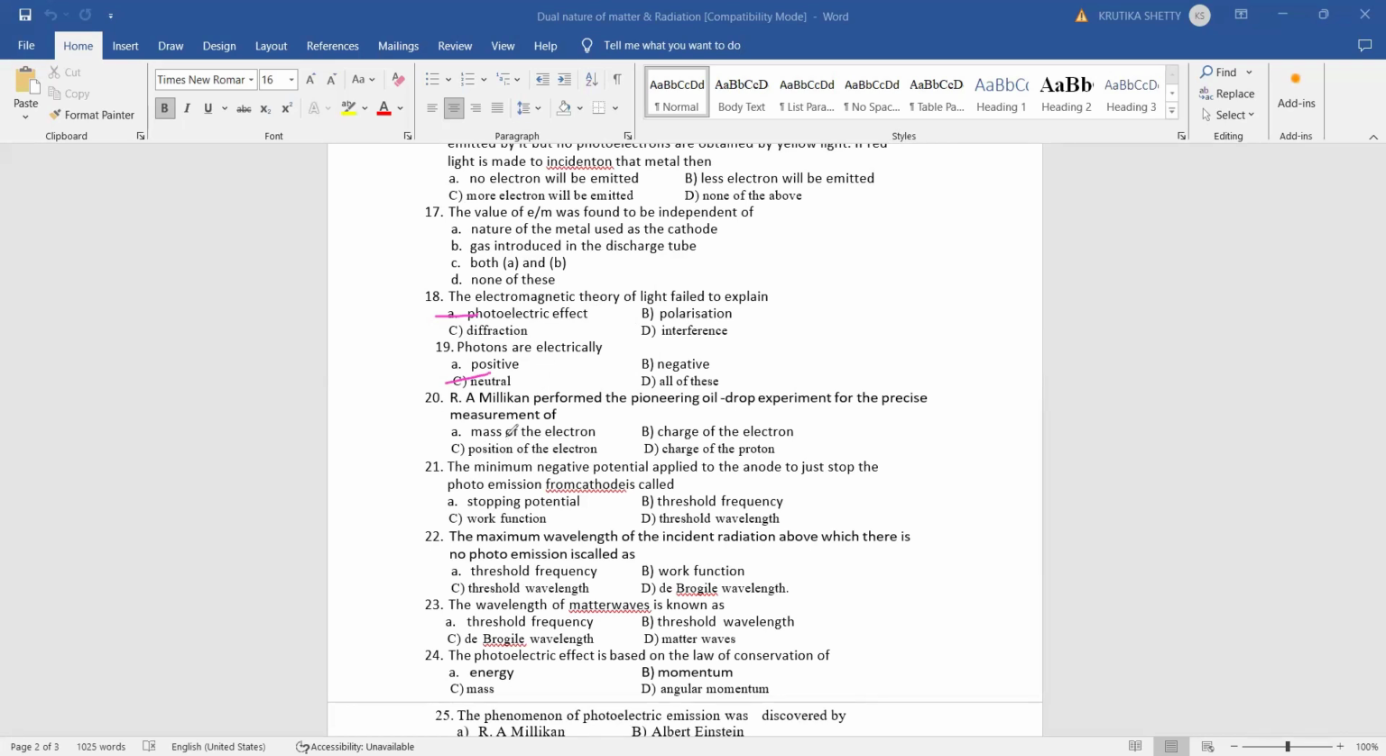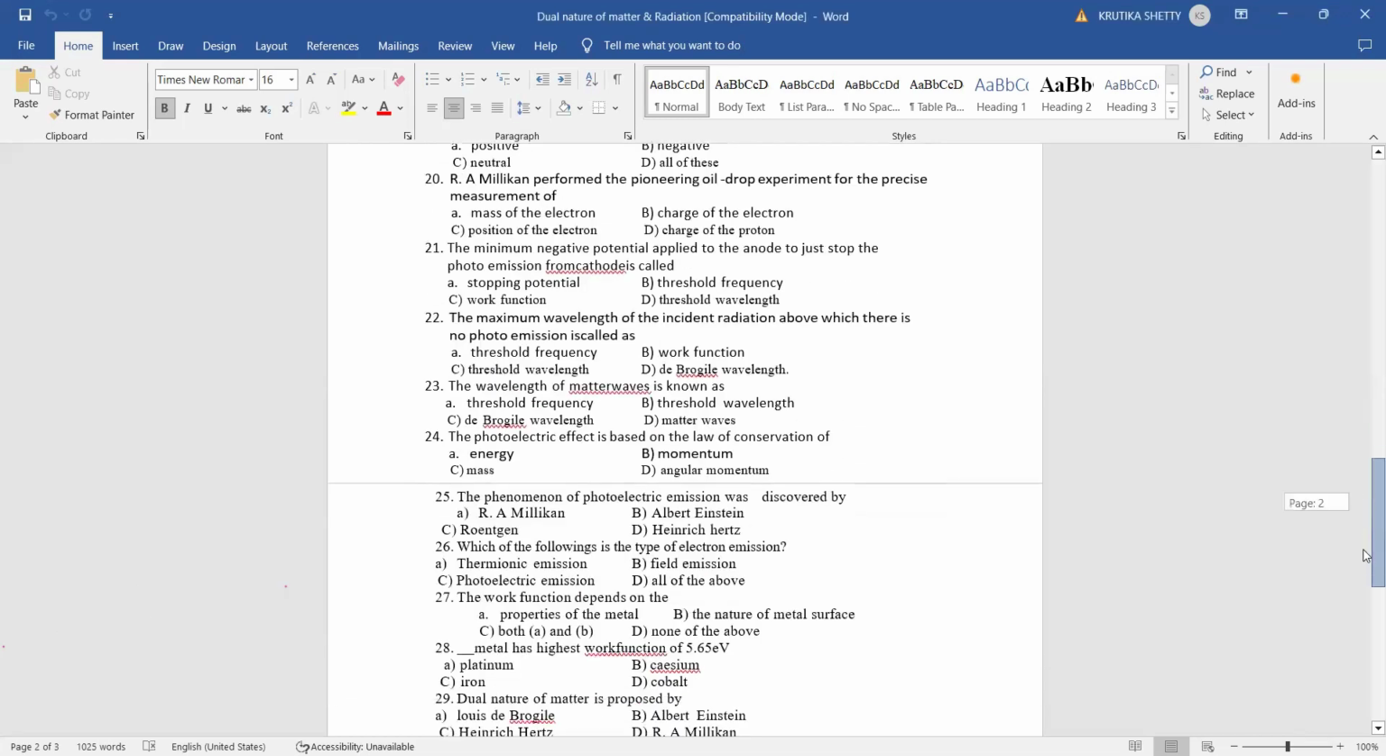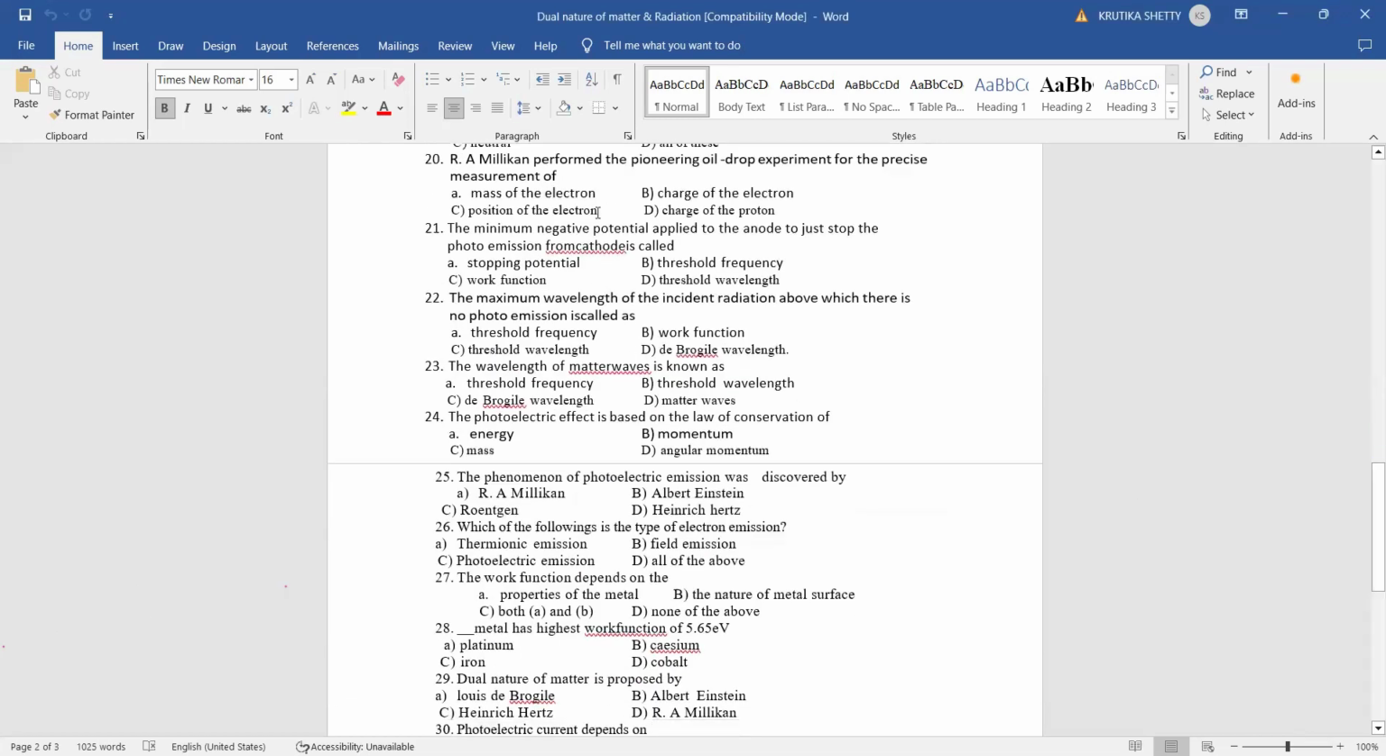Okay, students, the last question for today's class. The remaining questions we will see in the next class. Question number 20. What is question number 20? I think you did not study this experiment. R.A. Millikan performed the pioneering oil drop experiment. Okay, this is not there. It is deleted. So leave it.